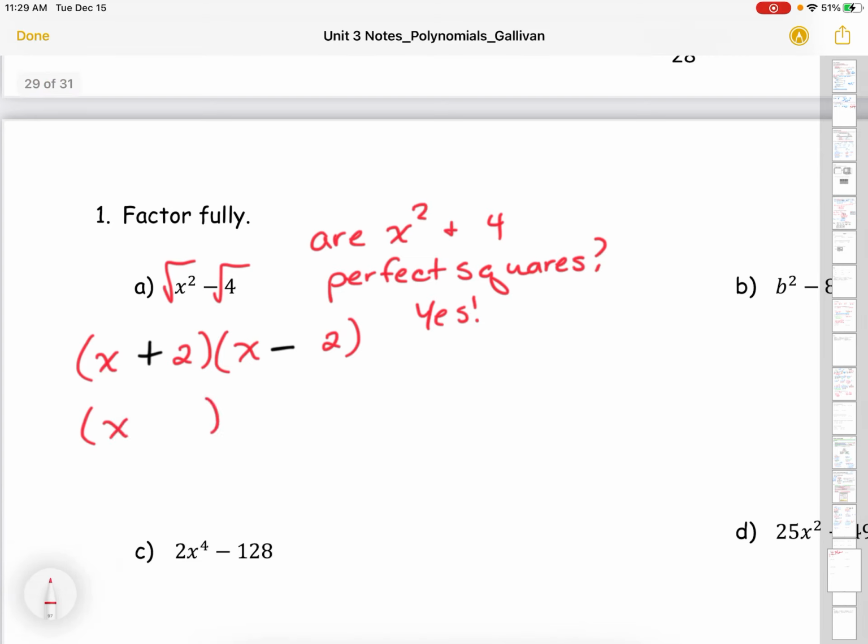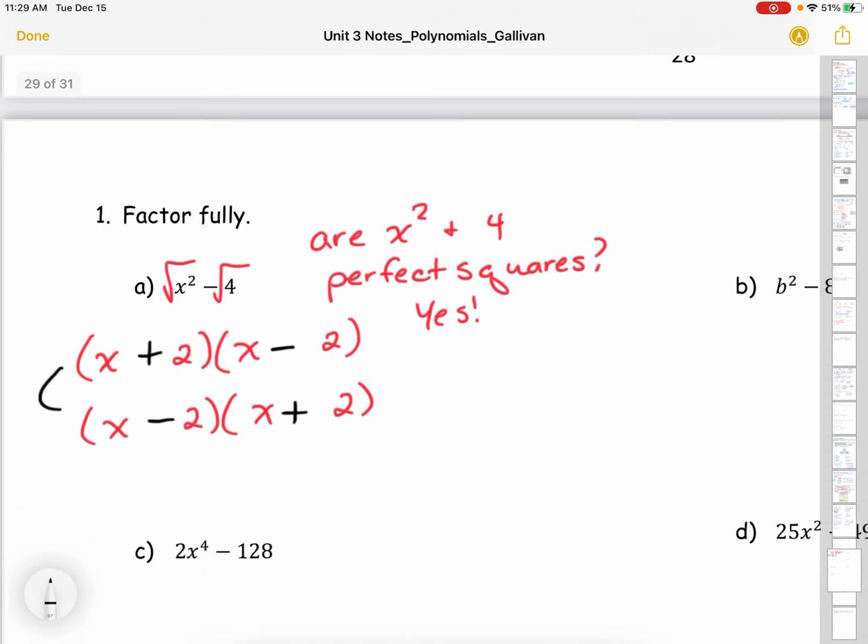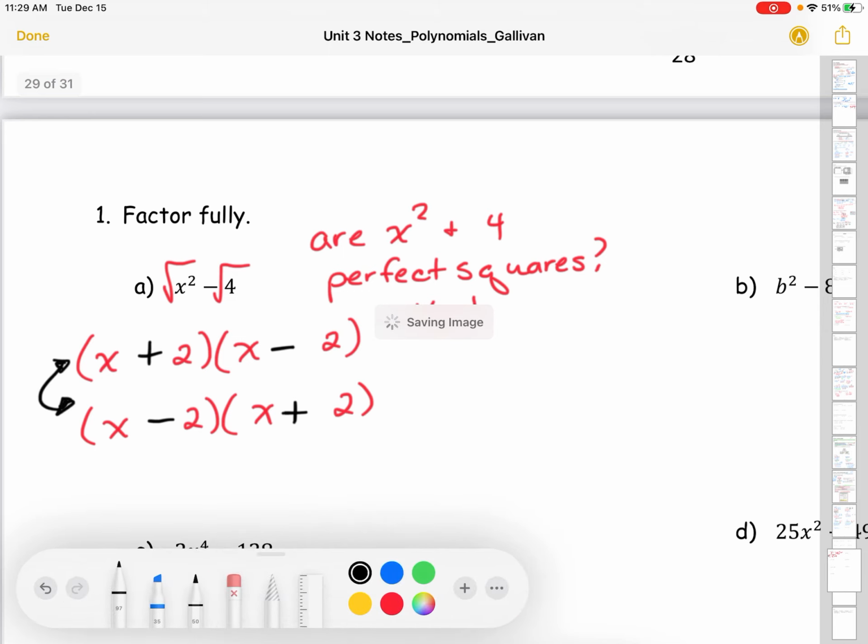Now, important thing to note, ladies and gentlemen. You can have them in the opposite order. It doesn't matter. These are identical, okay? So it doesn't matter which order you put them in. I always love difference of squares because it seemed like a magic trick with the middle term dropping out.